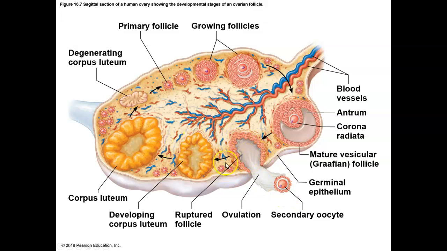That ruptured follicle is going to be converted into a corpus luteum. So the corpus luteum is here, and at the end of a monthly cycle, the corpus luteum degenerates into the corpus albicans, and then just degenerates completely.